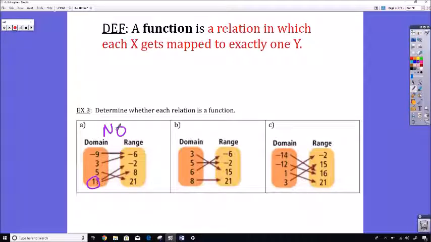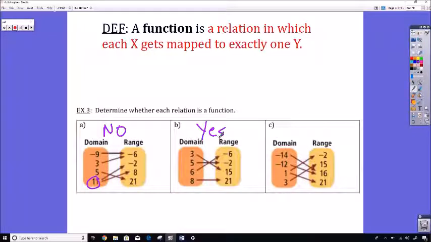Look at example B. 3 goes to 15. Good. 5 goes to -2. Good. 6 goes to negative 6, okay? 8 goes to 21. Every x value gets mapped to one and only one y value, so this is a function. Go ahead and take a look at C.